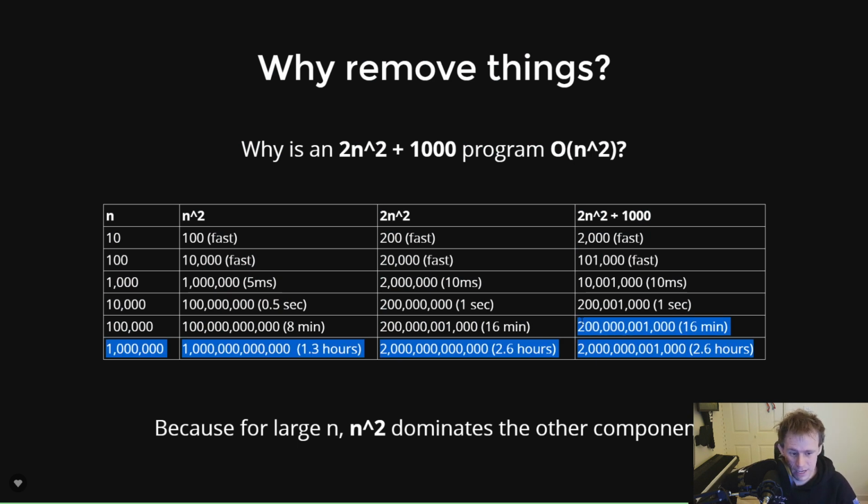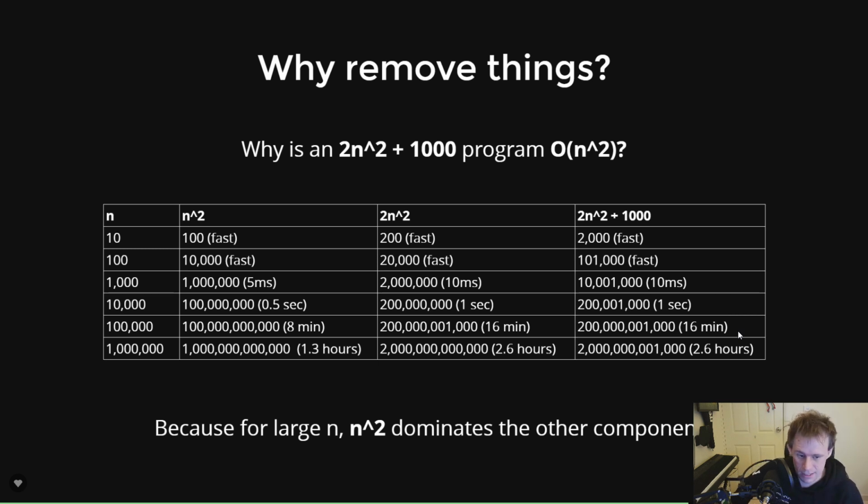But generally for large scale programs, if you have a program that you need to finish in a second and it's taking 16 minutes, no one's going to be like, hey guys, I removed the 2 out the front and now it's 8 minutes. And everyone's going to be like, thank you. Thank you for that. That doesn't help at all. What really helps is turning this n squared into something smaller, like an n would be great.